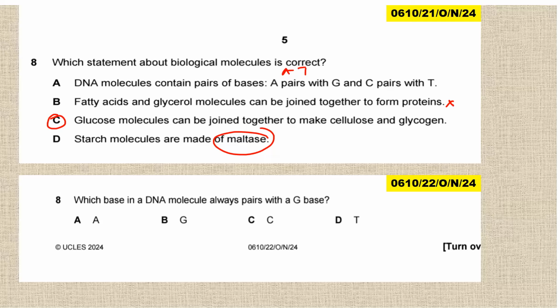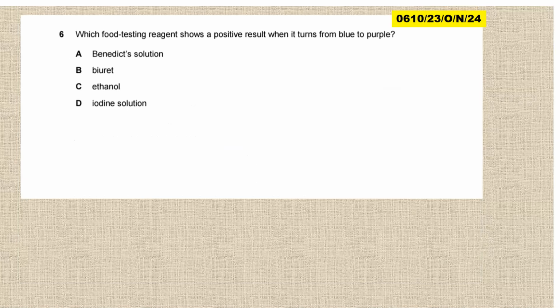Then we look at this question, that is paper 2, variant 2, October, November 2024. Which base in a DNA molecule always pairs with G? So the one that pairs with G is C. By now, I'm sure you are familiar with this.